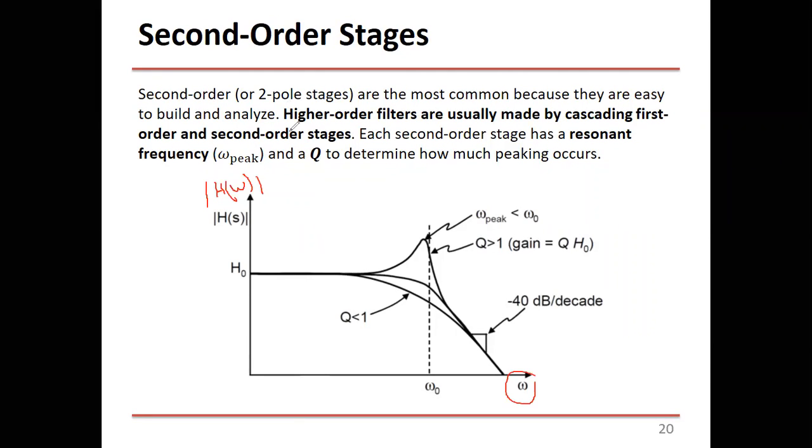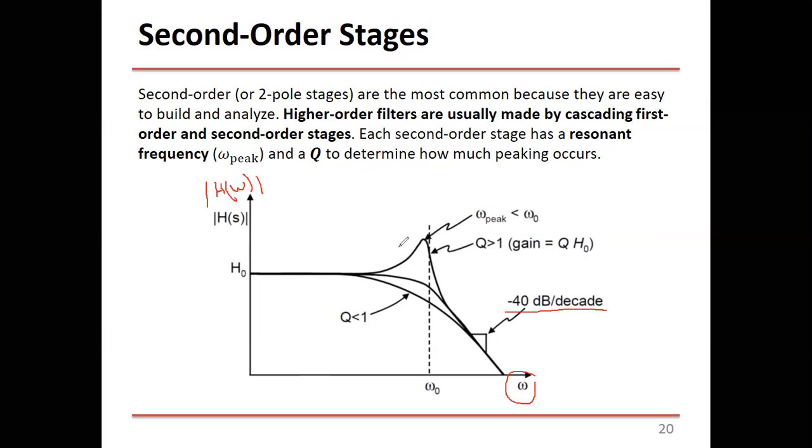The second order filter looks almost the same as the first order, except for 2 important things. The first important thing is the roll off: instead of minus 20 dB, since this is a second order, it is going to be minus 40 dB per decade. This is number 1. So the roll off here is no longer minus 20 dB, it's going to be minus 40 dB.